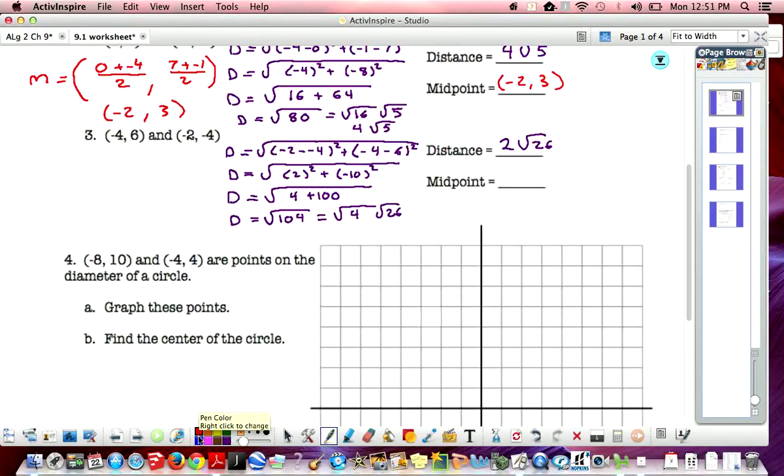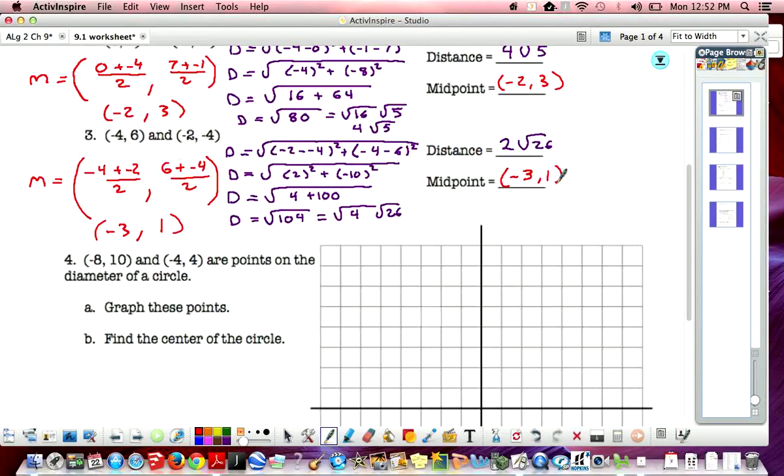For the midpoint, add the x's together. So negative 4 plus negative 2 over 2. Add the y's together, 6 plus negative 4 over 2. So I get negative 6 divided by 2 is negative 3. 2 divided by 2 is 1. My midpoint is negative 3, 1.